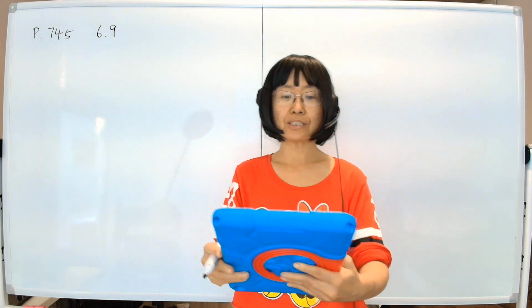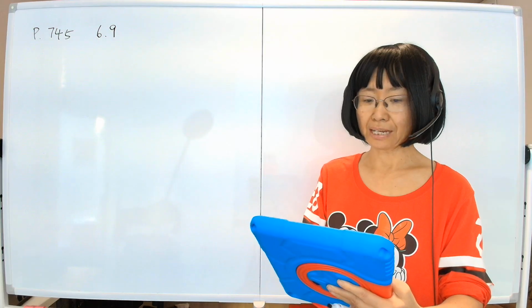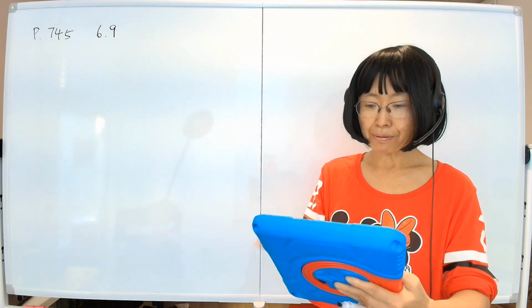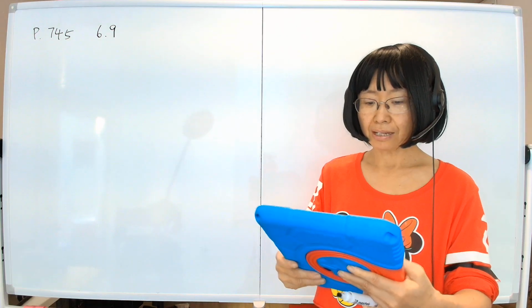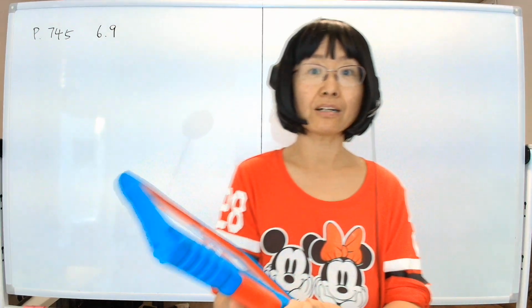Today we are going to do section 6.9, the hyperbolic functions. Okay, this is on page 745. What are hyperbolic functions? They are some kind of a combination of e to the power x, adding or subtracting.